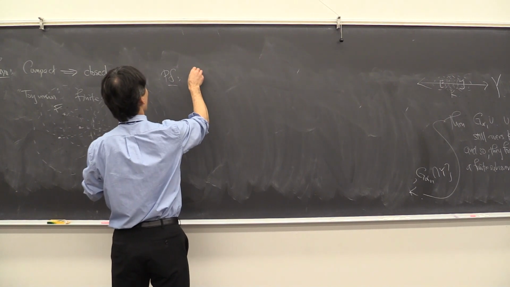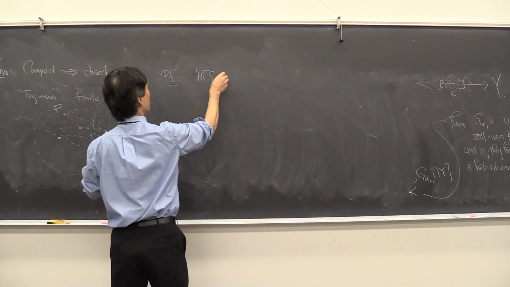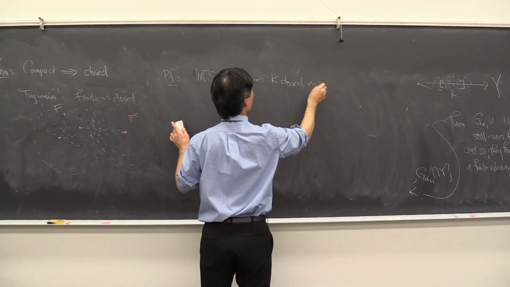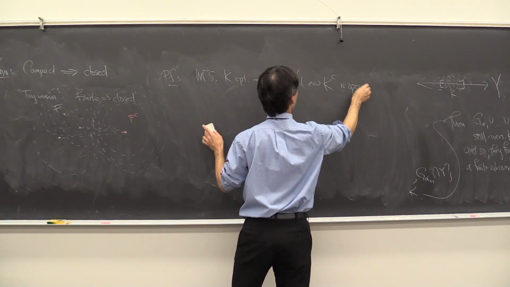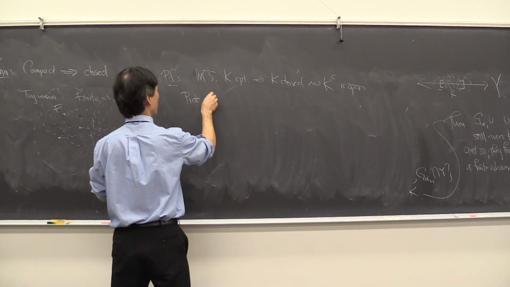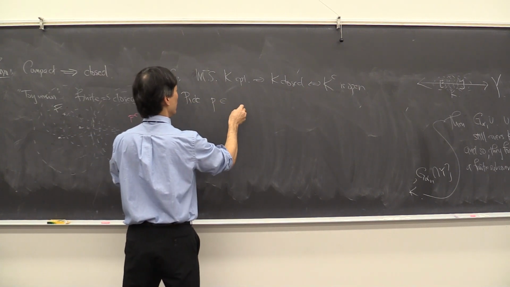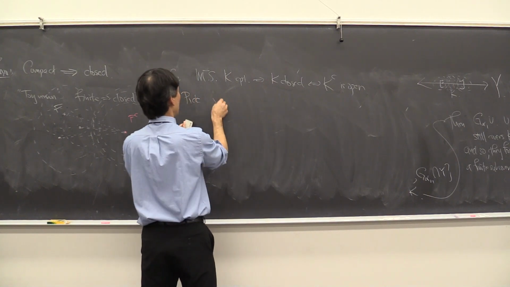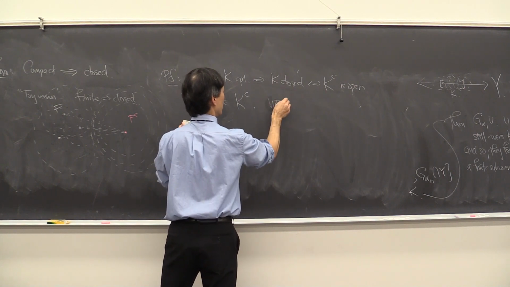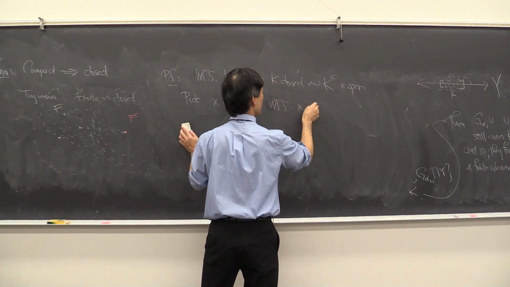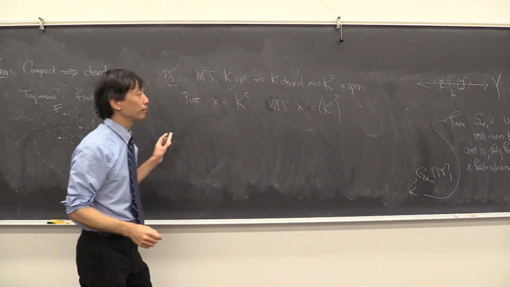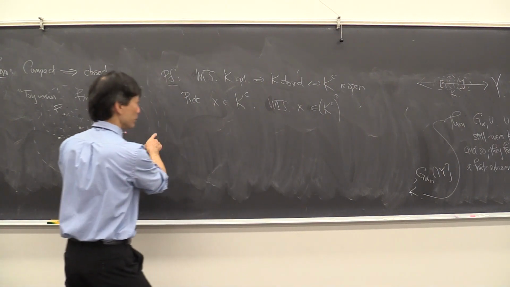We want to show that K compact implies K closed, which is equivalent to saying that K complement is open. So pick a point X in K complement. We want to show that X is interior to K complement, just as we did over here.